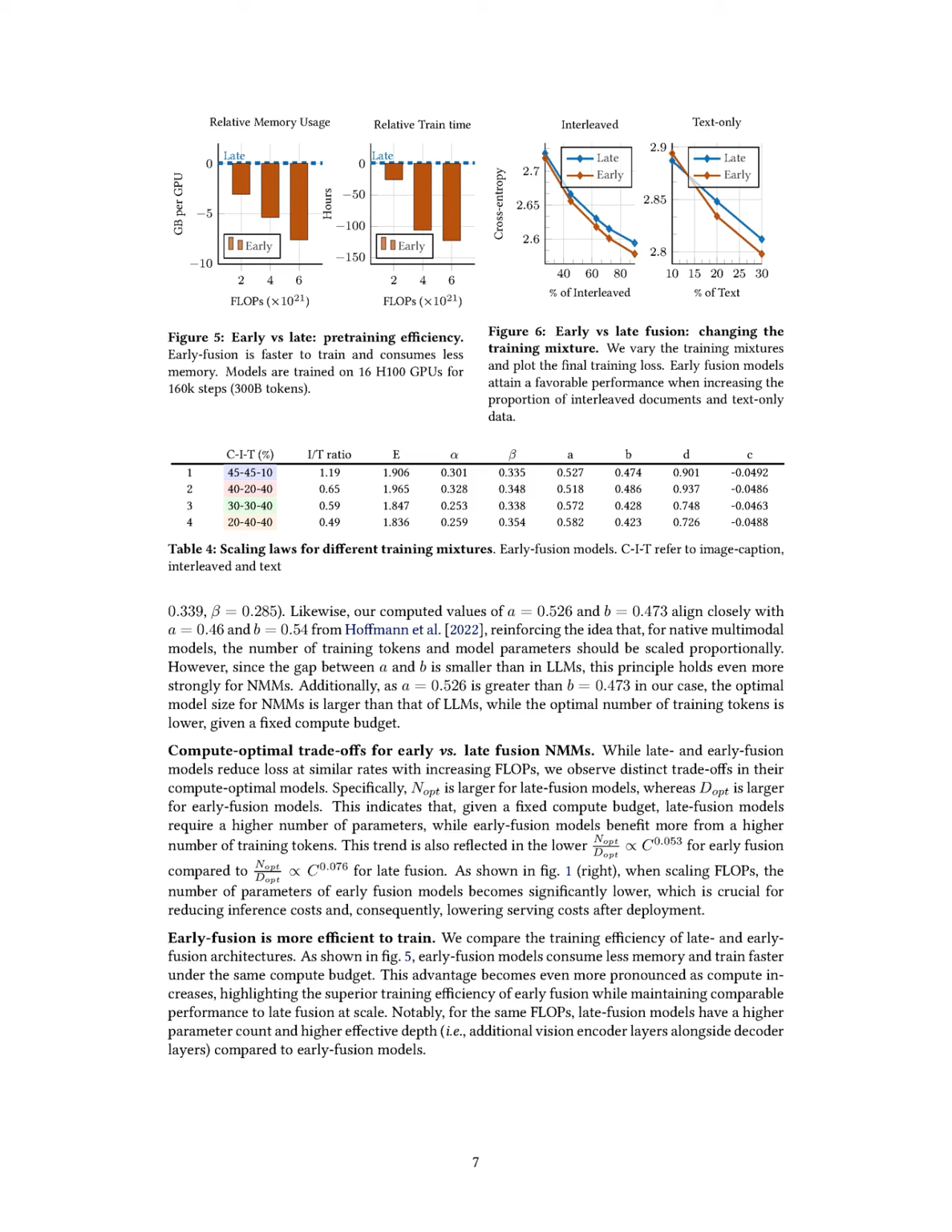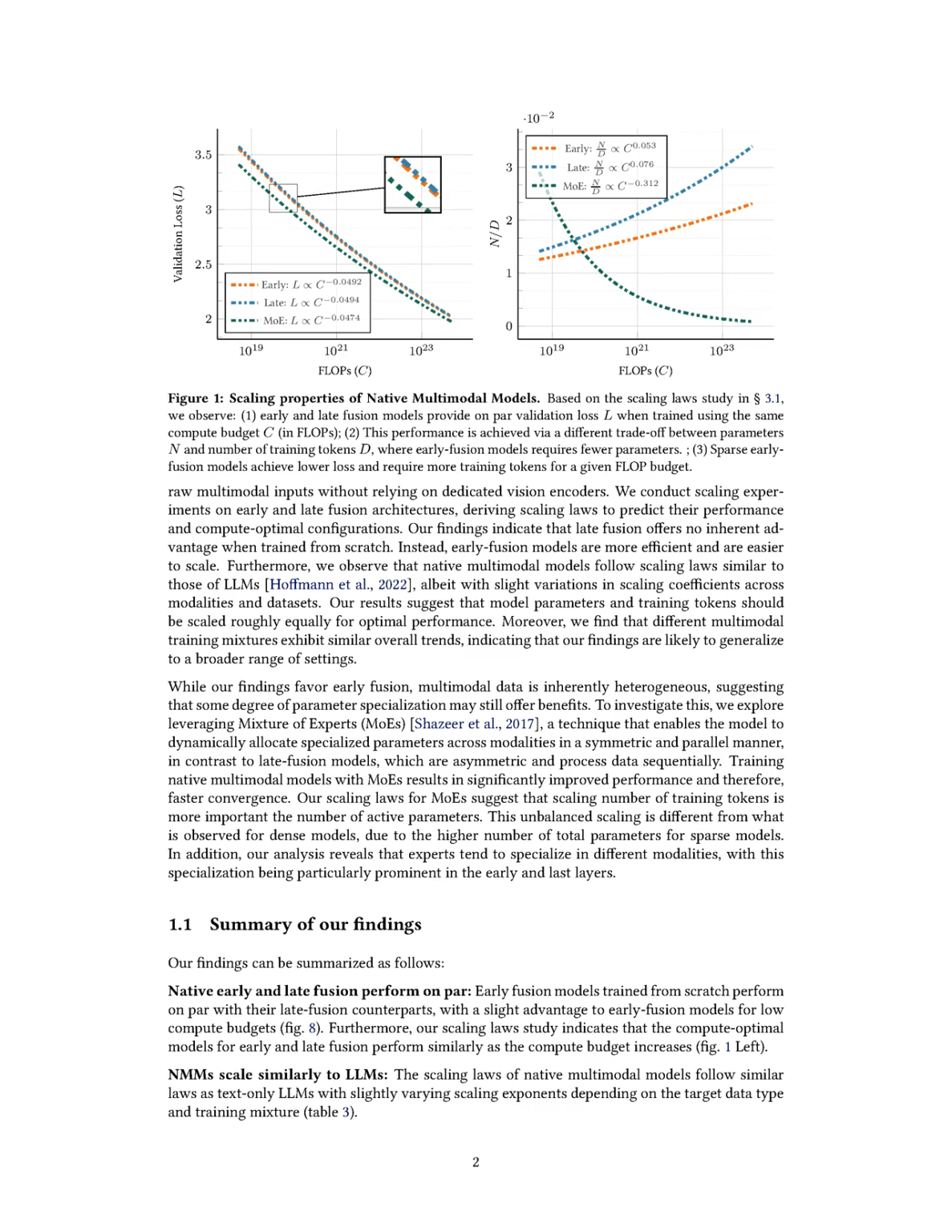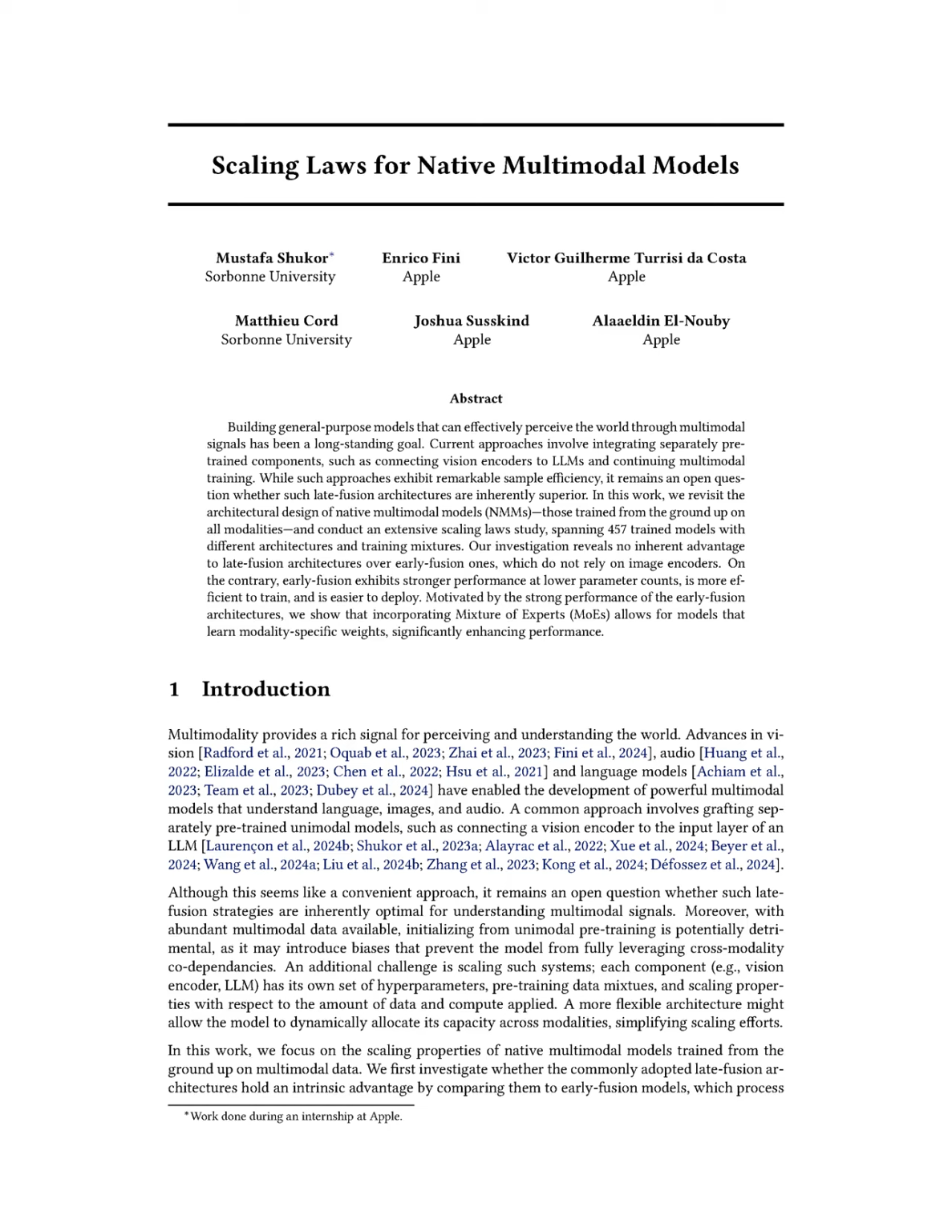The early fusion architecture demonstrates several practical advantages over late fusion models and other existing methods. Firstly, our findings indicate that early fusion models trained from scratch perform on par with late fusion models, with a slight advantage in efficiency, particularly under low compute budgets. Specifically, late fusion models require a higher parameters-to-data ratio, making them less efficient as they scale.